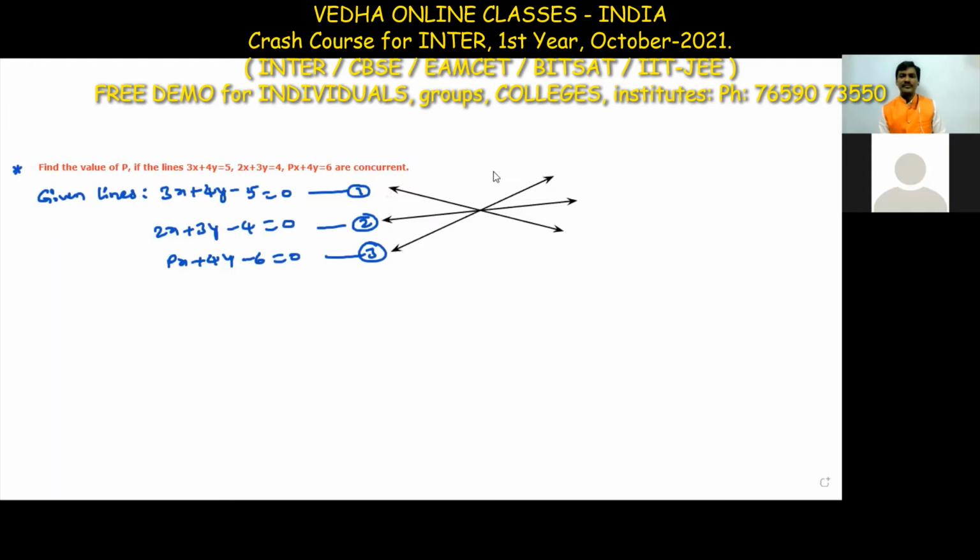So that's why what we do, we solve any two equations. Here in the third equation we have P, so we can't solve it. We want the P value. That's why solve equation 1 and 2, find the point of contact, and substitute in the third equation so that we get the P value. So here I am solving equation 1 and 2.